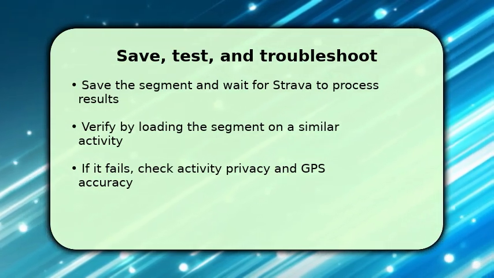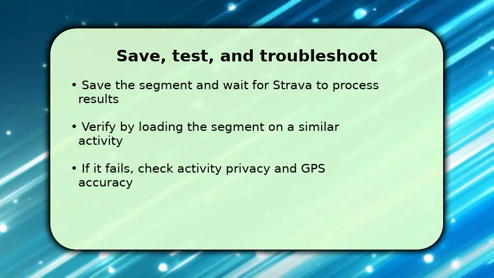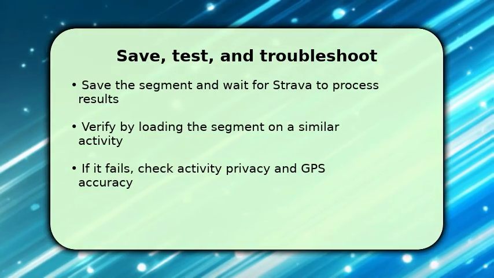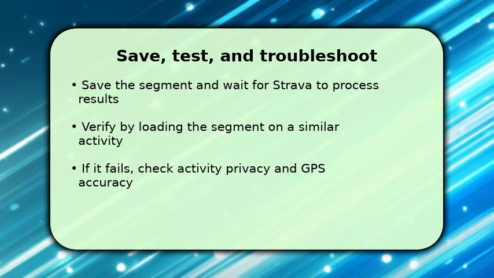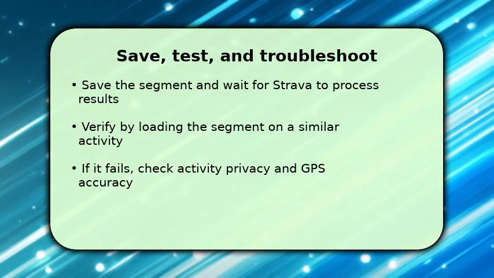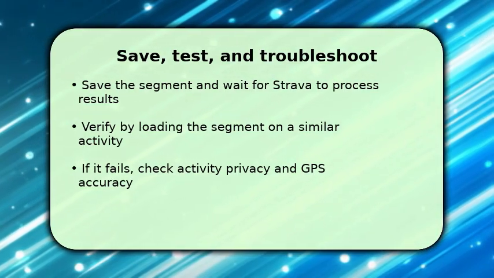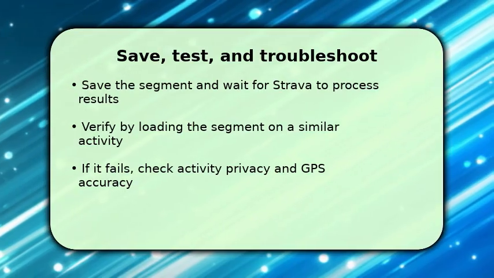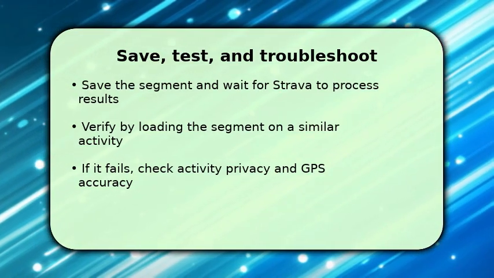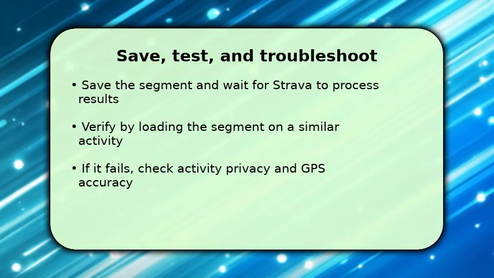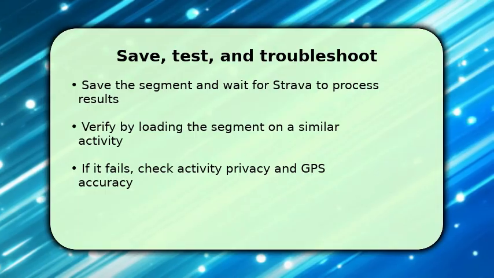Once done, test it by opening another ride or run over that stretch and viewing segment attempts. If you don't see it or times aren't counted, make sure the original activity isn't private and that GPS points line up. Privacy settings or poor GPS smoothing are common blockers. If problems persist, shorten the segment slightly and retry.